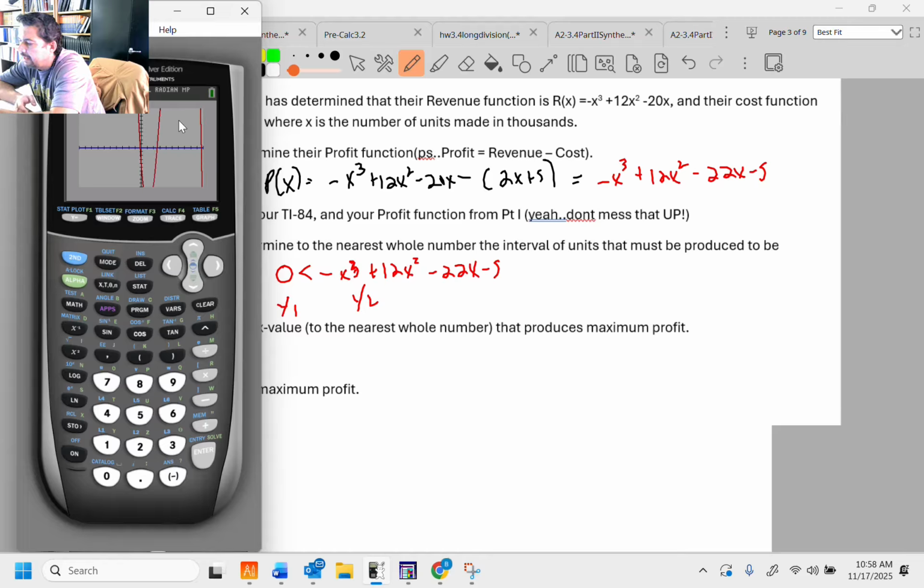So second, trace 5 for intersect. Get my cursor close to here and press enter 3 times. It says to the nearest whole units. So it looks like I want 3 on this side. And what's over here? Second, trace 5. Now this is in thousands, by the way. Let me write that number down.